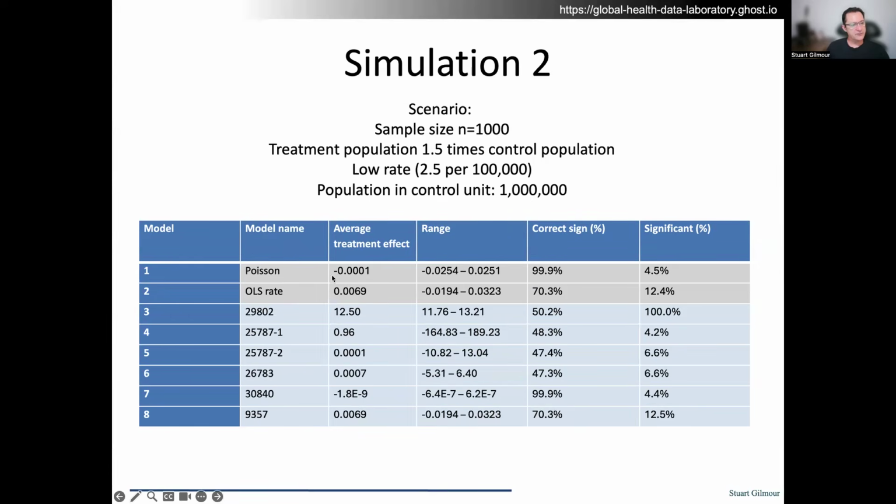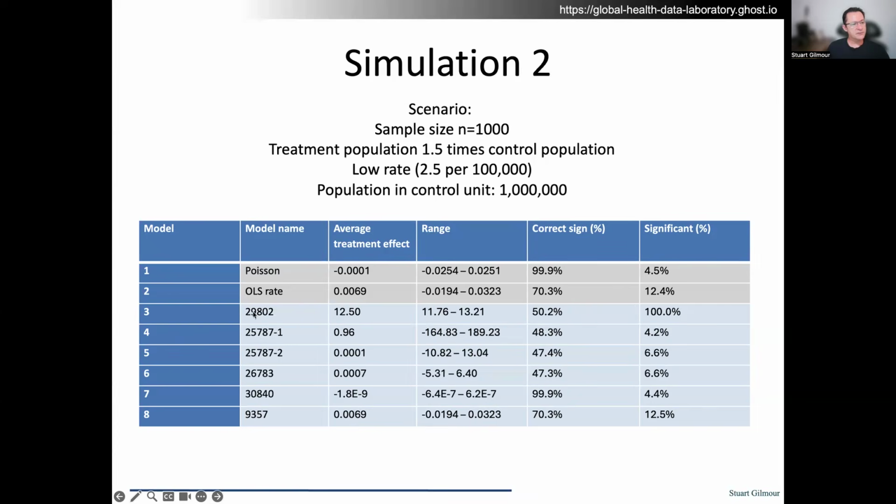As you would expect, the sample size is larger, so the Poisson estimate is even smaller in magnitude, the average. 99.9% of the time the sign is correct. Spurious significance remains at 5%. The ordinary least squares model of the logged rate is not behaving so well. The average treatment effect is much larger, even though it should have the same interpretation. And it gets the sign wrong about 70% of the time, and it's spuriously significant 12% of the time.